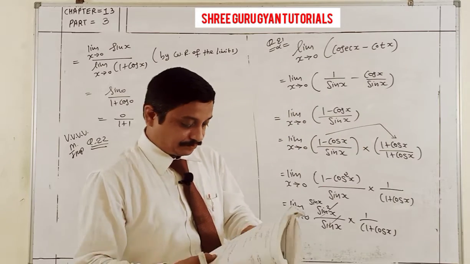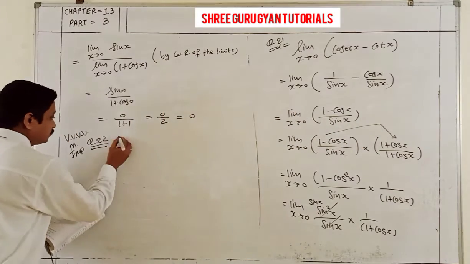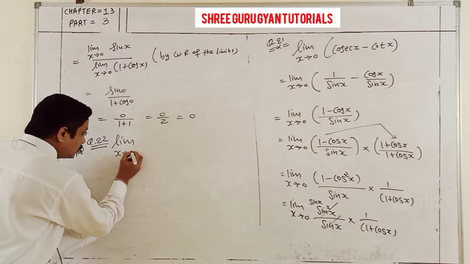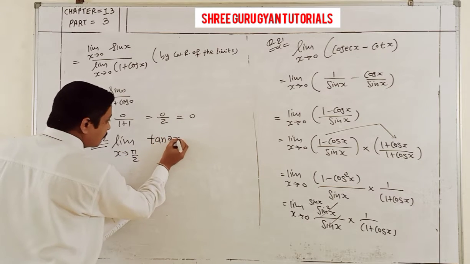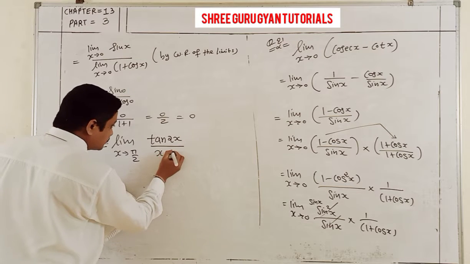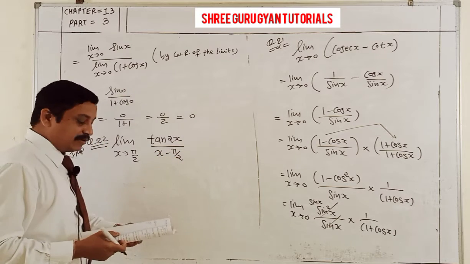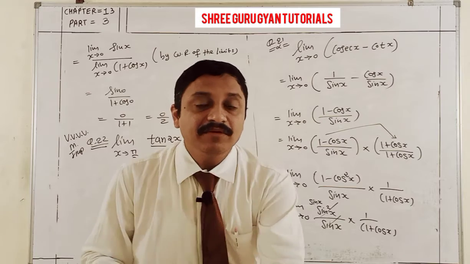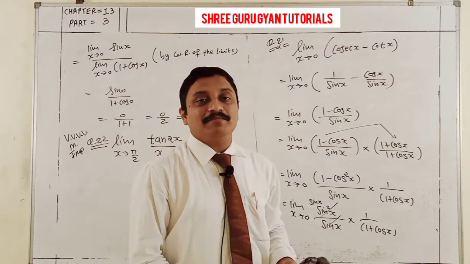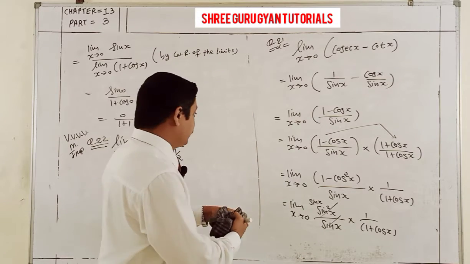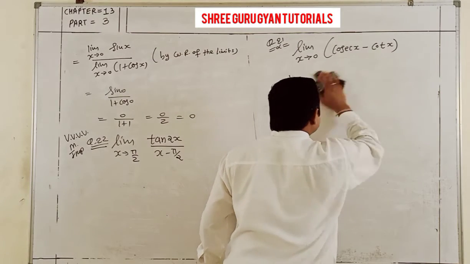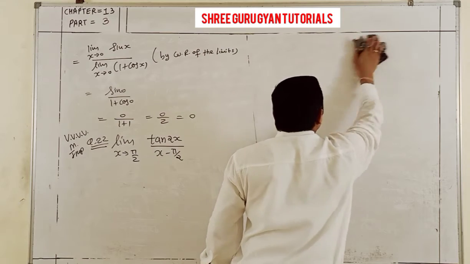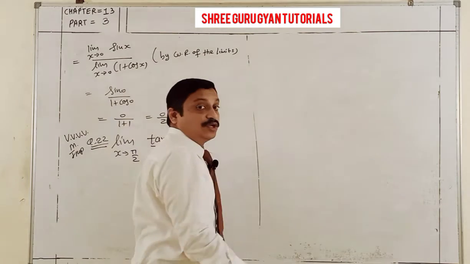Question number 22, the most important question. The question is limit x tends to pi by 2 of tan 2x by x minus pi by 2, and in a very simple way you will get the answer. Before starting, students, I will check whether my limit is 0 or not. If it is not 0, then you convert it into the form of 0 only.